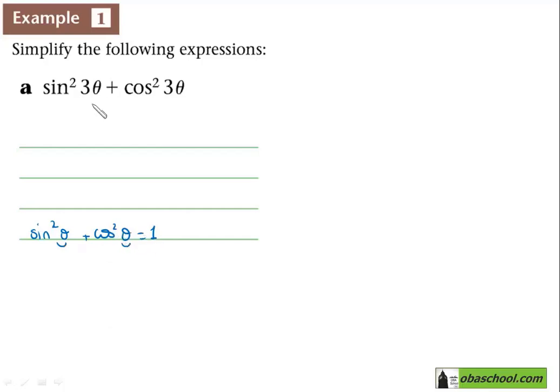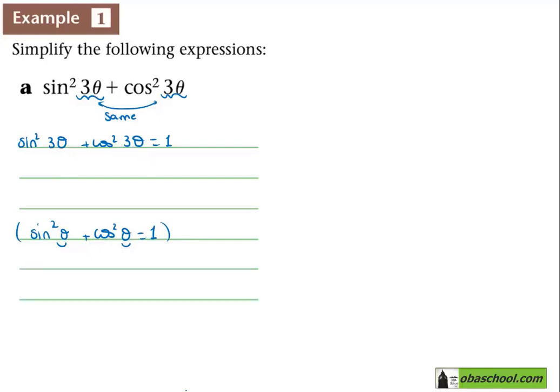Okay, look at part A. The angle is 3 theta in both. That means it is the same. So we can directly say sine squared 3 theta plus cosine squared 3 theta is equal to 1. The reason for that is this relation. The only difference is that the angle is 3 theta instead of theta.